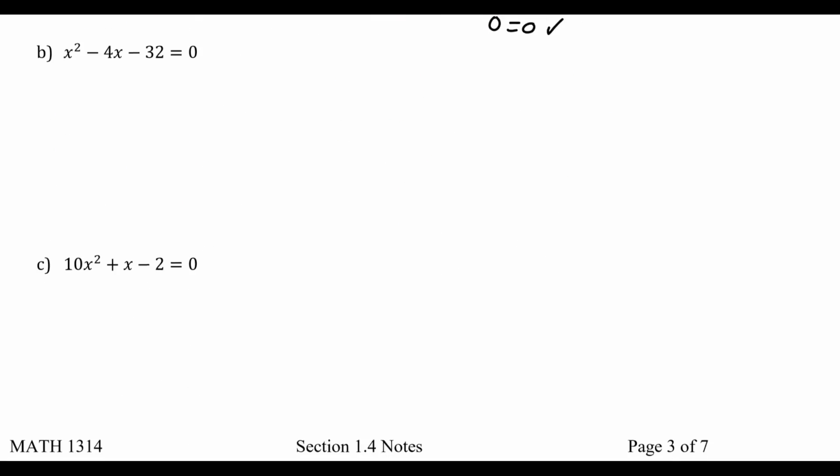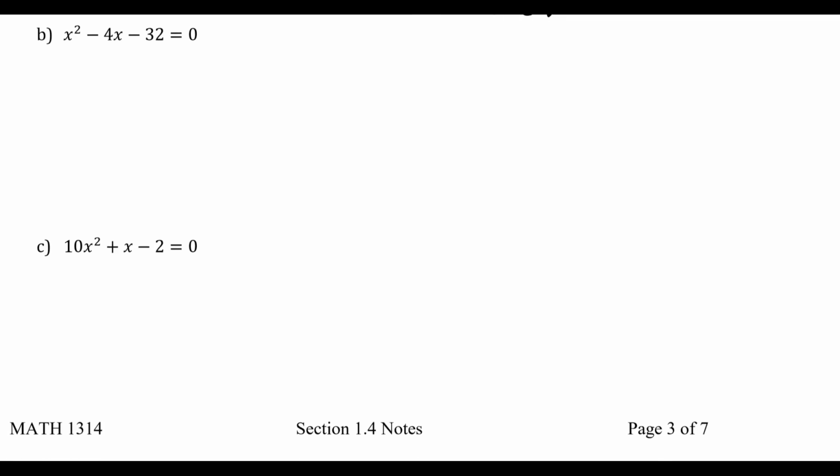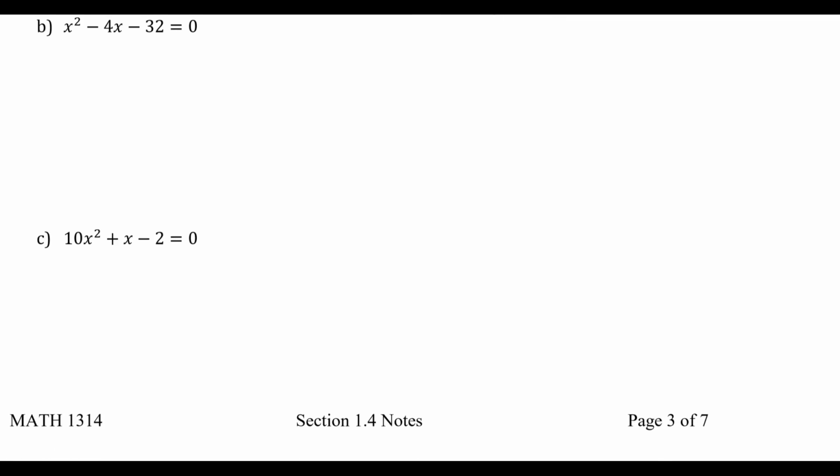Let's look at another example. I have x squared minus 4x minus 32 is equal to 0. Everything's on one side of the equal sign, so that's good. I'm going to look. There's nothing I can factor out of all three of those. So I have a trinomial, which means I need to use that AC method. Okay?